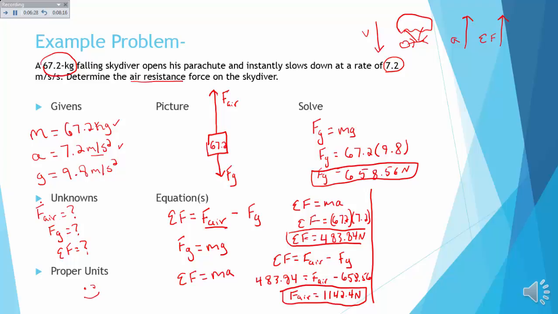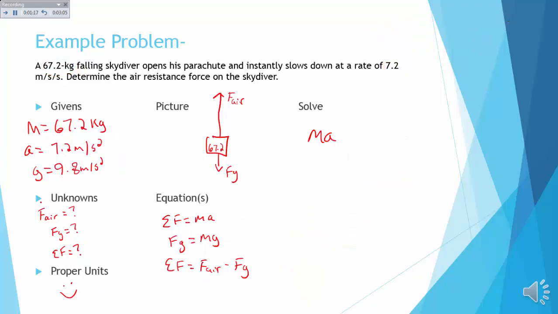Again, this makes sense because we know that the air resistance had to be greater than the weight acting on the object. Another way that we could solve this equation is by taking my two net force equations and combining them with one another. I know that net force is equal to mass times acceleration. I also know that the net force is equal to air resistance minus the force of gravity. In other words, ma is equal to F air minus Fg. With this one big equation, I could just plug in the variables that I know and solve for air resistance.